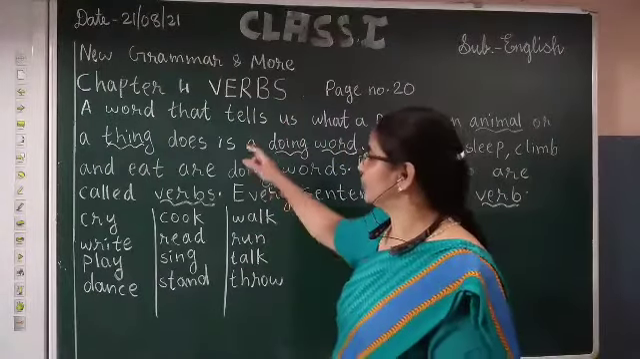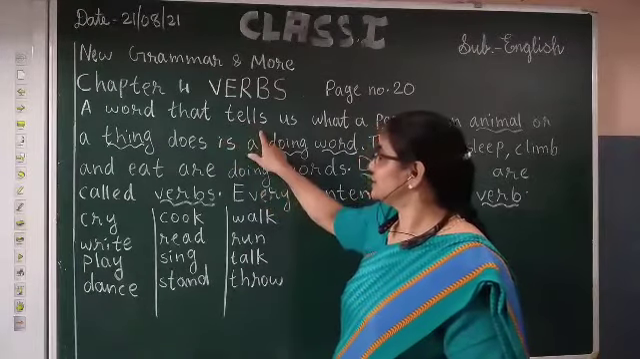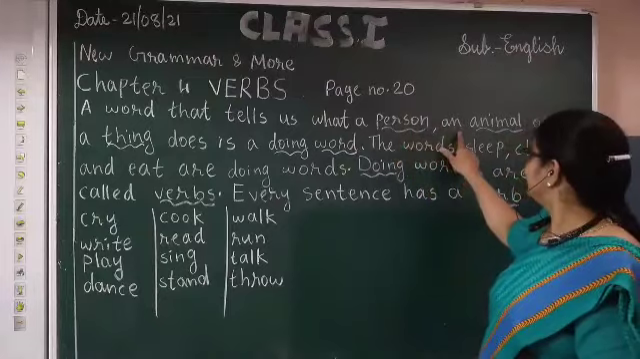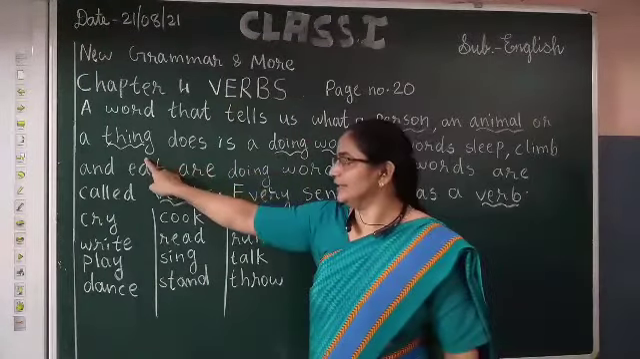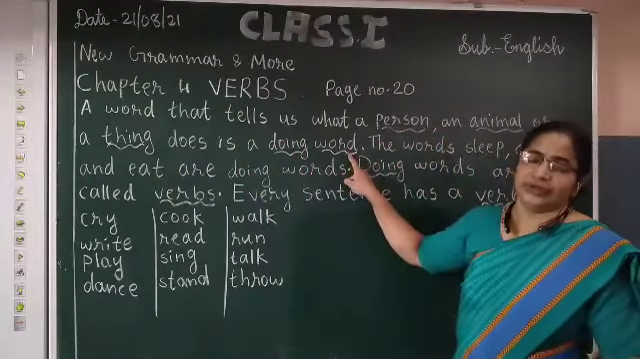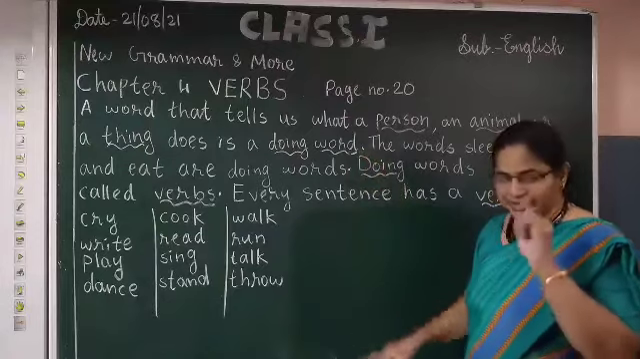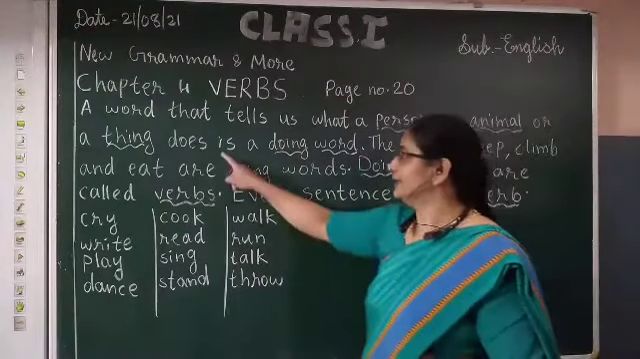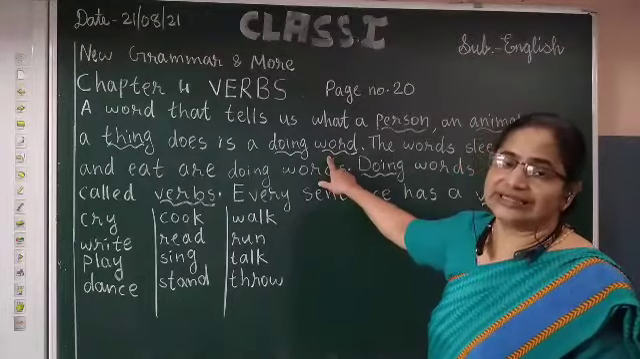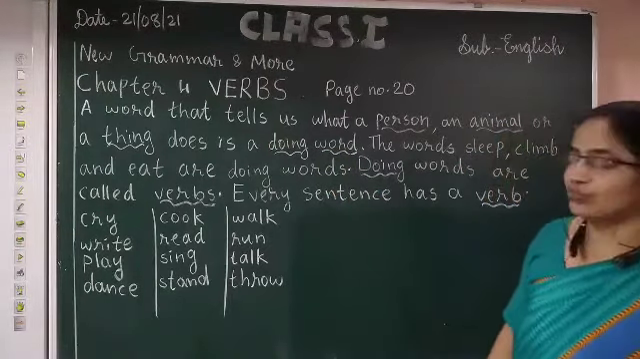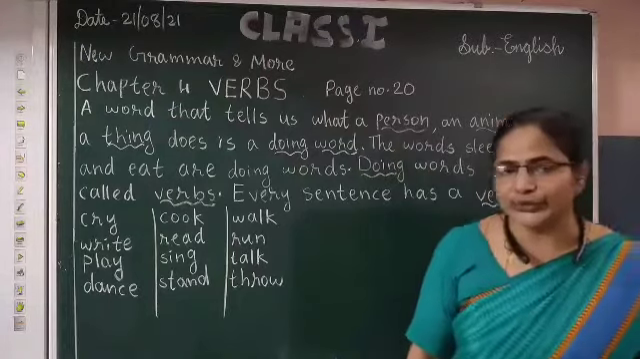Here I have written on the board: a word that tells us what a person, an animal, or a thing does is a doing word. Okay, a word that tells us what a person, animal, or thing does is a doing word, means काम करने वाला शब्द को doing words कहते हैं. A word that tells us about what a person, animal, or thing does, that is a doing word.